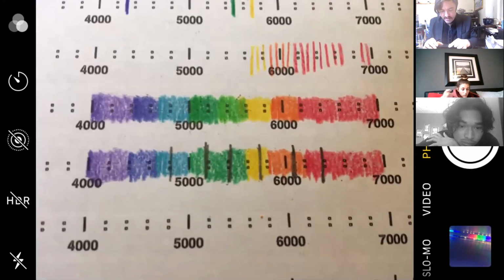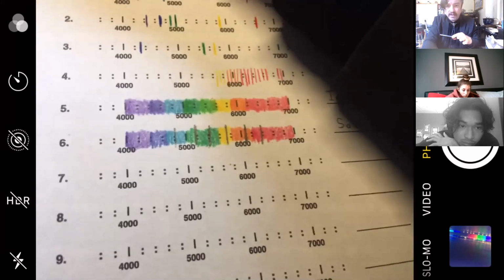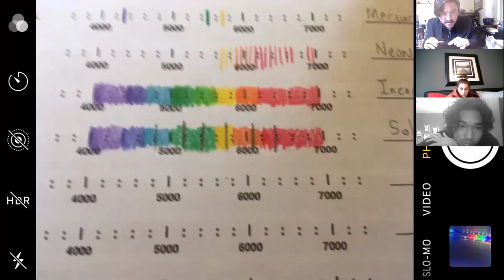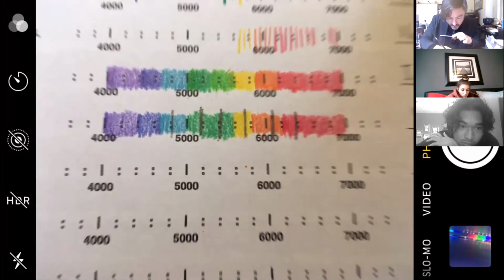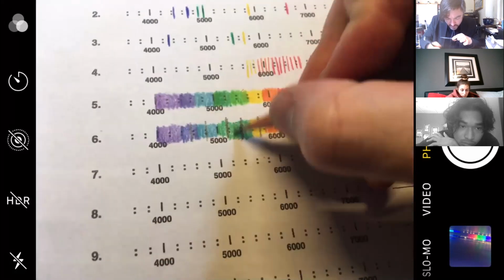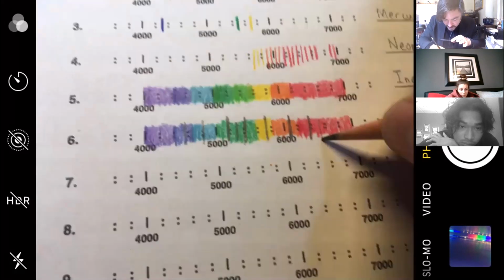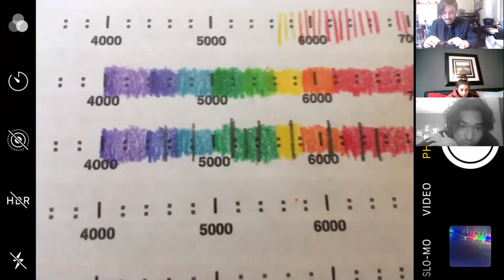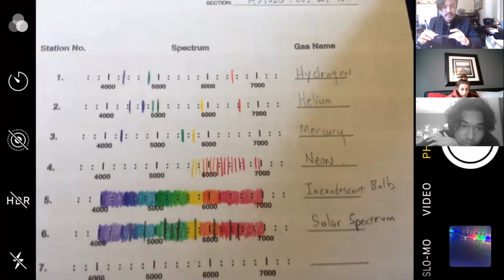It's important to understand that this is an absorption line spectrum. This is not a continuous spectrum. It's an absorption line spectrum. So what we're doing is drawing in a few of the dark absorption lines. A very high resolution spectroscope will find thousands upon thousands of lines buried inside there. Okay, and that's our lab.